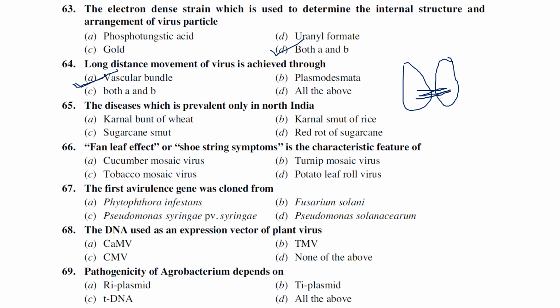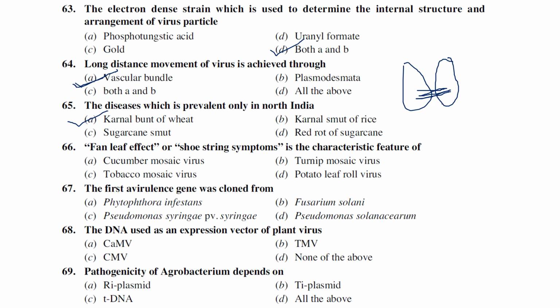The disease which is prevalent only in North India: kernel bunt of wheat, kernel smut of rice, sugarcane smut, red rot of sugarcane. Actually, this kernel bunt of wheat is a little bit severe in North India only. This disease was not that prevalent in South India because of the environment.